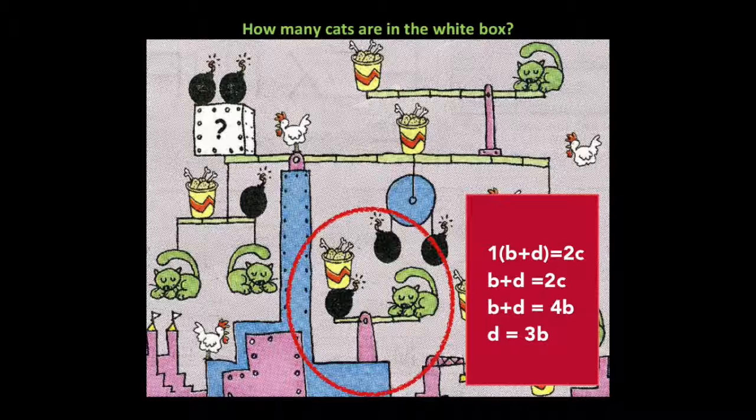But in the last slide we saw that the cat was the same weight as 2 buckets of chicken. So instead of 2C we can write 4 buckets of chicken, 4B. And so B plus D is 4B. I know then the dynamite must be worth 3 buckets of chicken. So the dynamite is the same weight as 3 buckets of chicken.